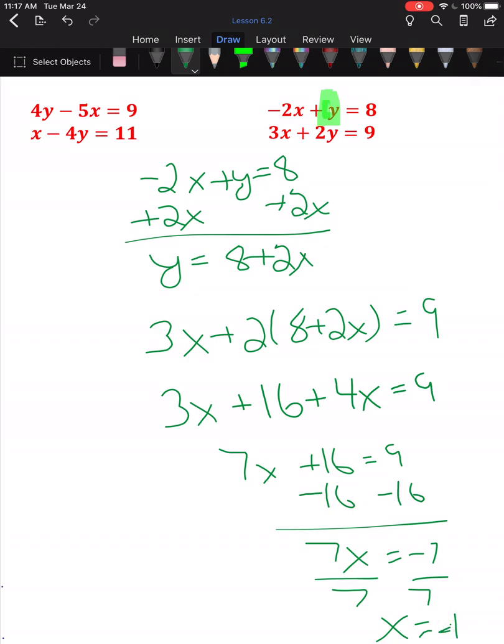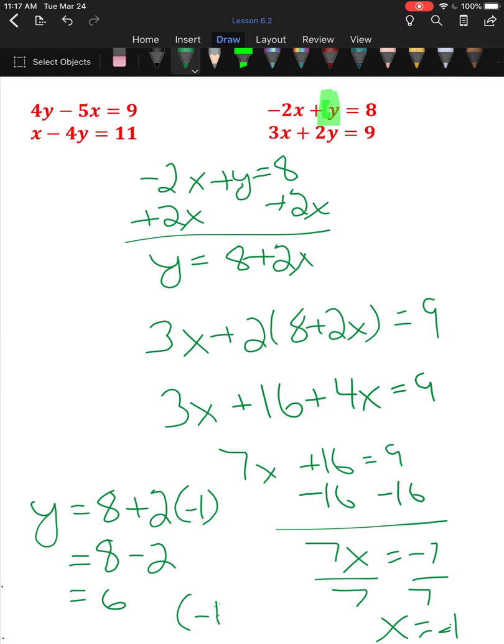And then I'm going to take that negative 1 and plug it back into the equation that says y equals. So y equals 8 plus 2 times negative 1. That's 8 minus 2. That is 6. That means the ordered pair is negative 1, positive 6.